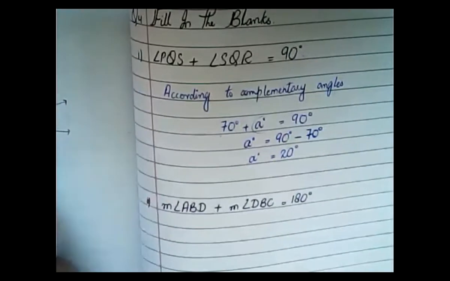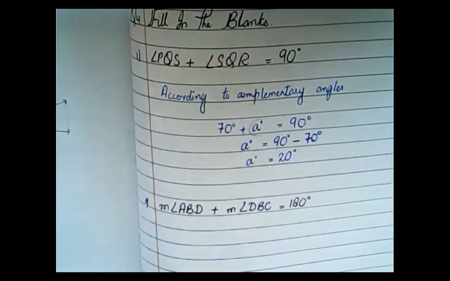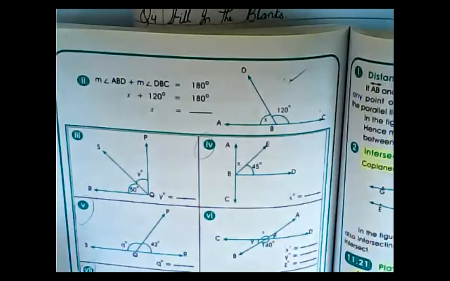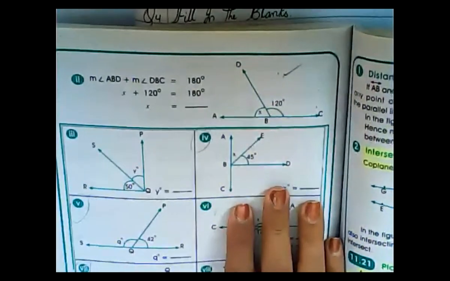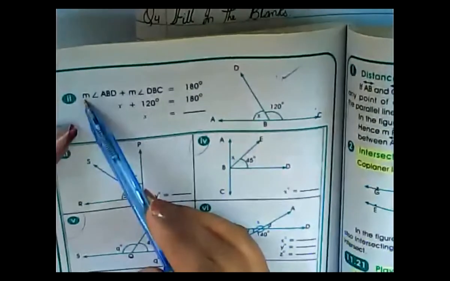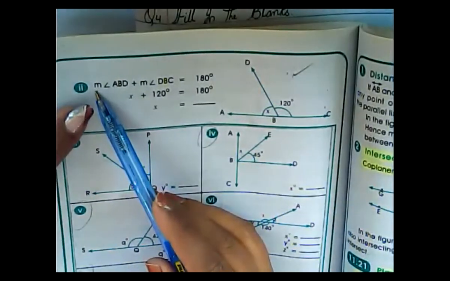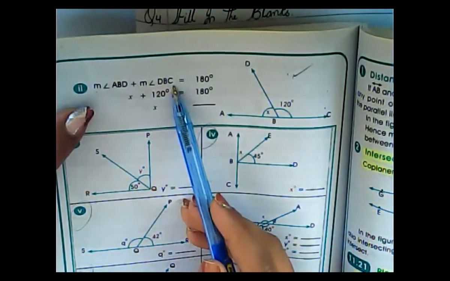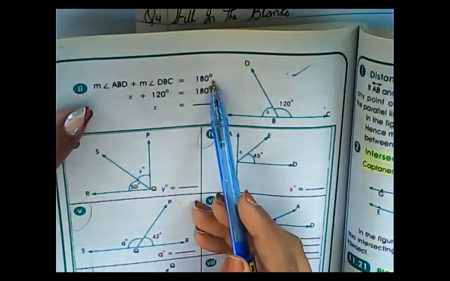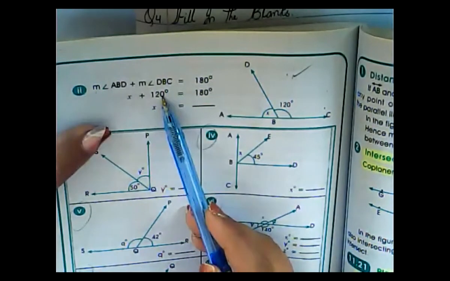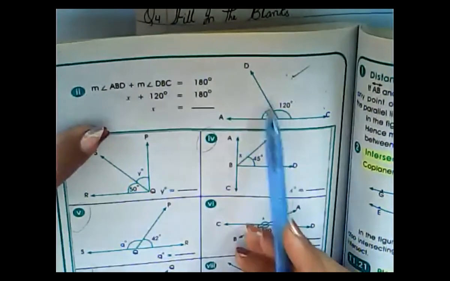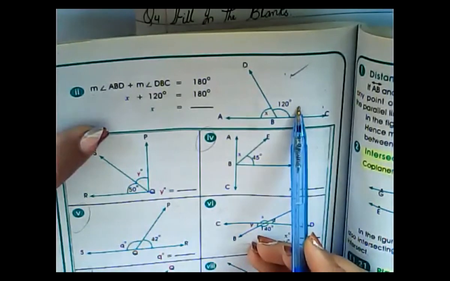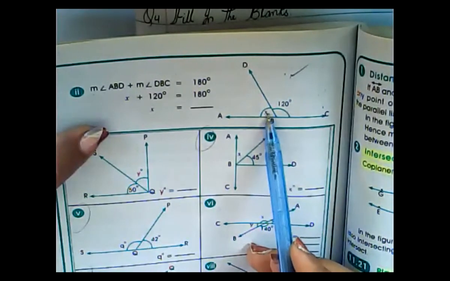This one, exercise question number 2. Clear? Now look at this one. What is your question number 2? Here what you have is measurement. This means the measurement of angle ABD plus the measurement of angle DBC is equal to 180 degrees. x plus 120 degrees. Now this is ABD and this is DBC, which is equal to 120 degrees. So you have to find this unknown angle, which is x.